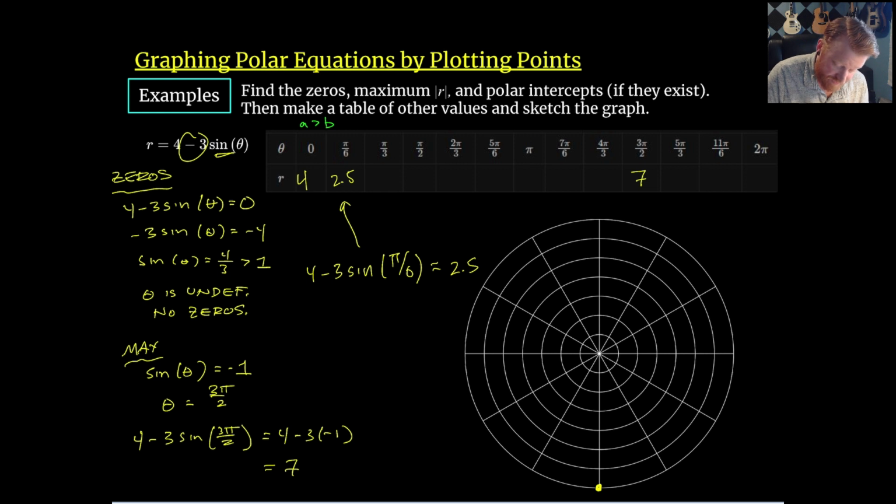So just filling in some other values here, oh, I'm looking at the wrong one. No, I'm not. I'm good. For pi over 3, we're getting about 1.4. For pi over 2, we're getting 1. For 2 pi over 3, we're getting 1.4. For 5 pi over 6, we're getting 2.5. And for pi, we're getting 4.